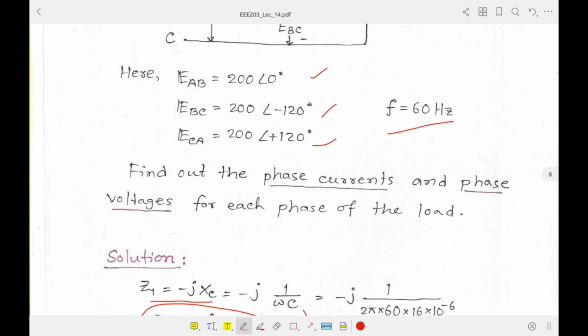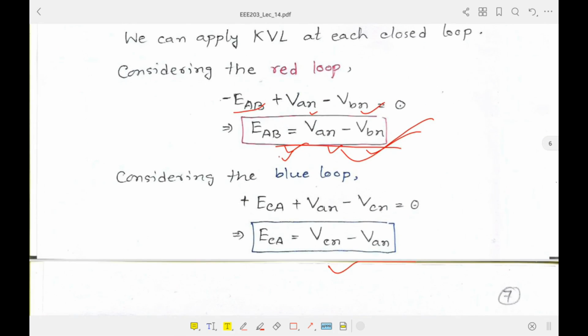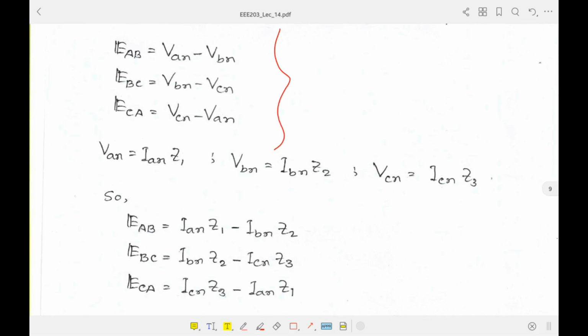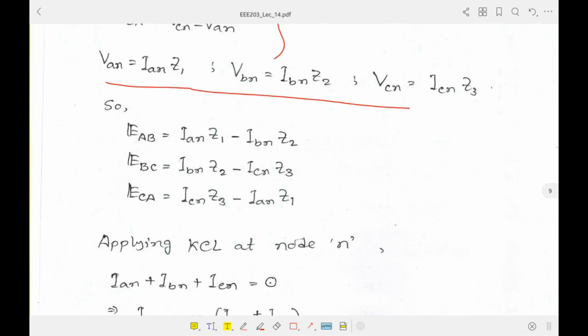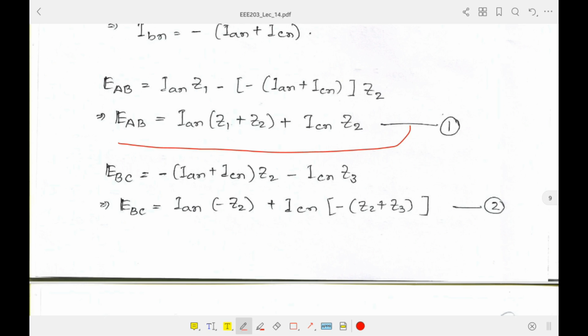And in the question it was asked to find out the phase currents and phase voltages for each phase of the load. All I have shown here are these equations, that is, first of all, EAB equal to VAN minus VBN, and then ECA equal to VCN minus VAN. I think you can understand, because I just showed them, EAB equal to VAN minus VBN, and similarly for EBC and ECA. This derivation I already showed you just now. And finally, we got two equations just like this, where IAN and ICN are unknown.